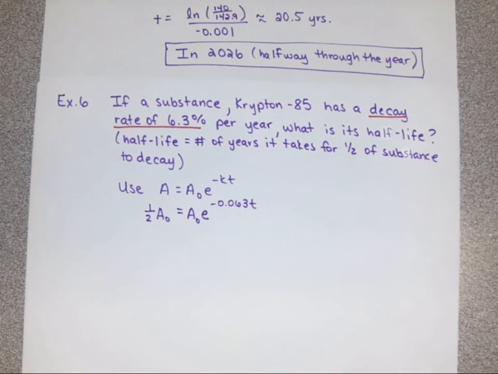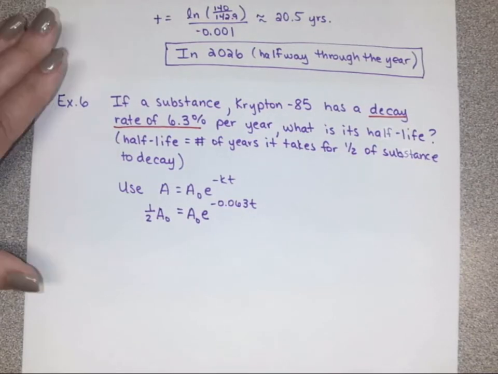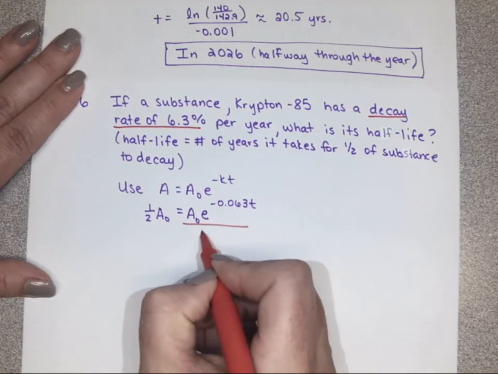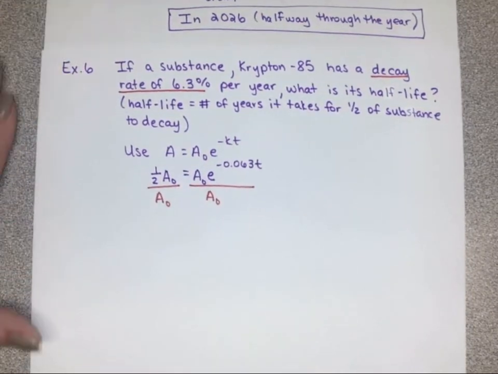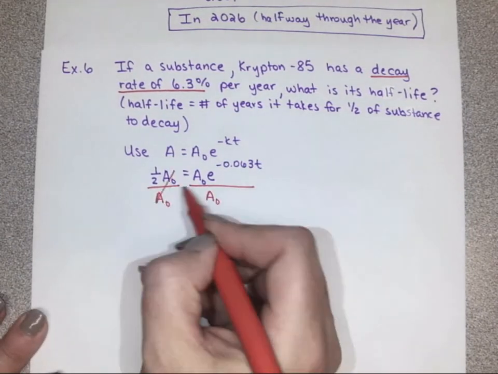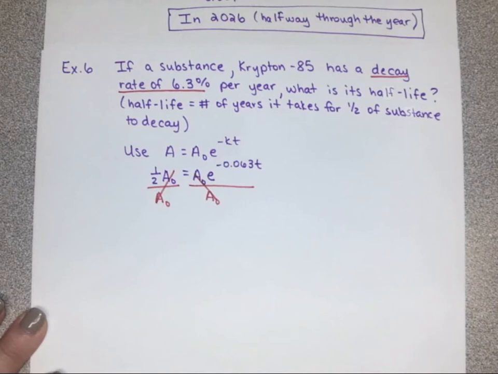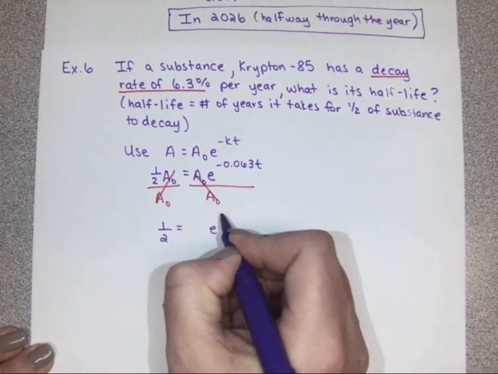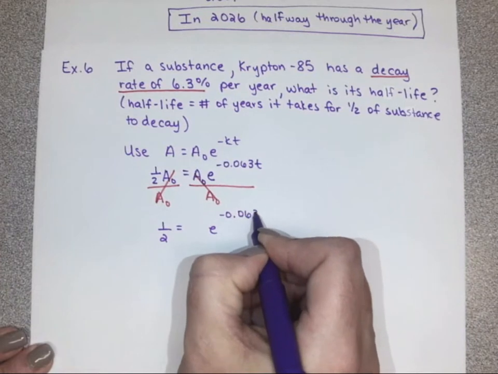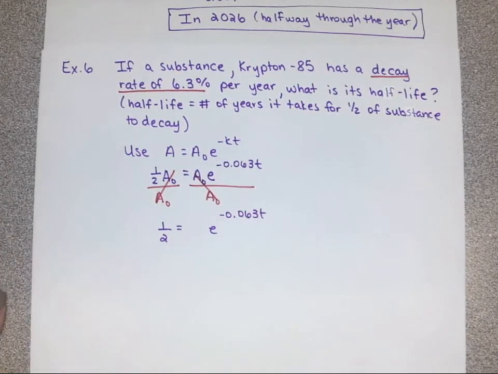Okay. So I know this is weird, but notice when I try to get rid of the A sub 0, it's actually kind of nice, right? Because what happens? You divide both sides by A sub 0, and what happens on both sides, actually? That goes away, right? So you end up with just 1/2 equals e to the negative 0.063 t power.